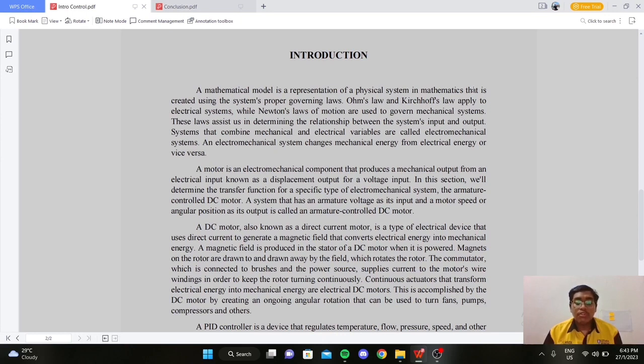Next, what is a DC motor? A DC motor, which is also known as a direct current motor, is a type of electrical device that uses direct current to generate a magnetic field that converts electrical energy into mechanical energy.